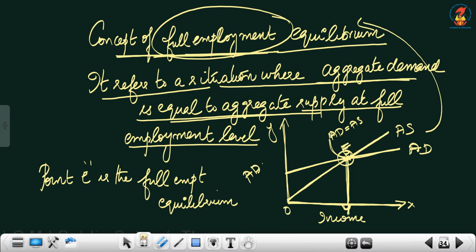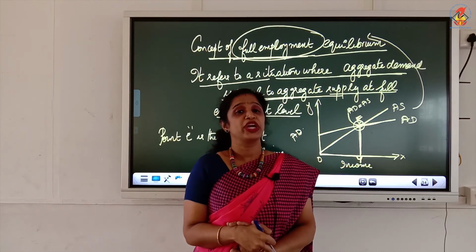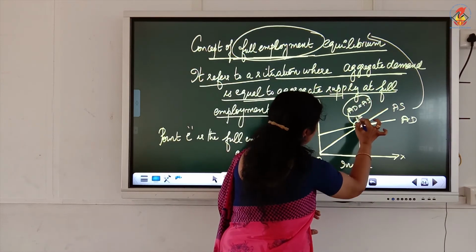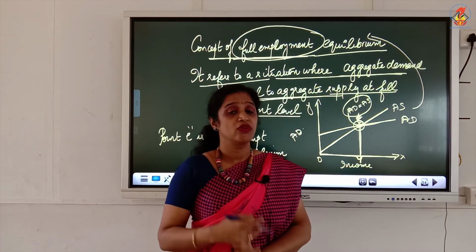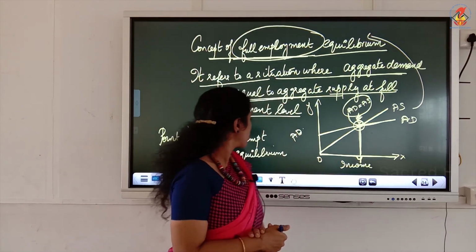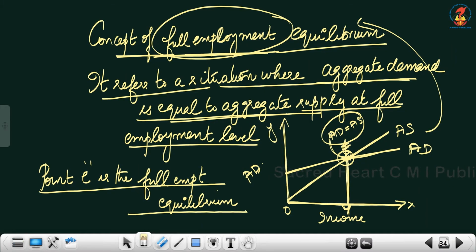This situation is known as full employment equilibrium, a point where AD is equal to AS at full employment level, meaning where resources are fully utilized. So this is the concept of full employment equilibrium. Here point E is the full employment equilibrium. This point E is the full employment equilibrium level.